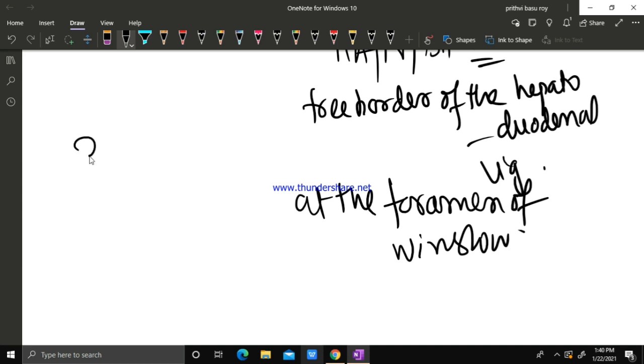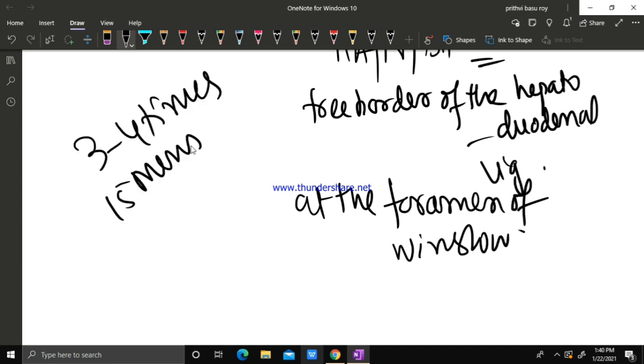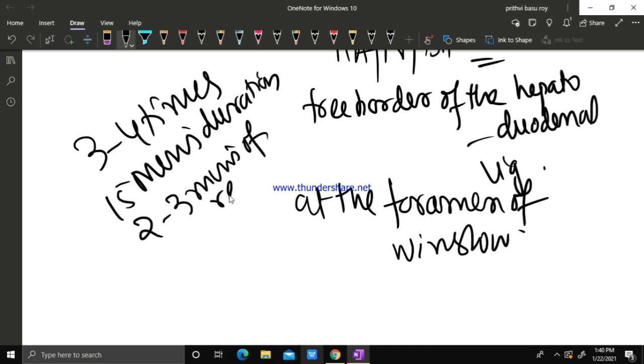Now, for how long? 3 to 4 times you can do it. 15 minutes duration at a stretch. And then you have to give 2 to 3 minutes of rest. This is the way you do a Pringle maneuver. This is again a question. 3 to 4 times you will do maximum, 15 minutes each.